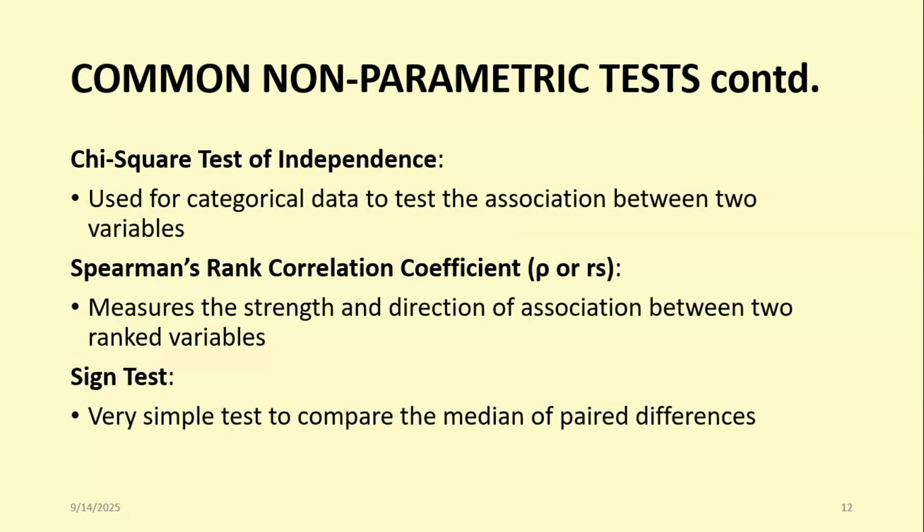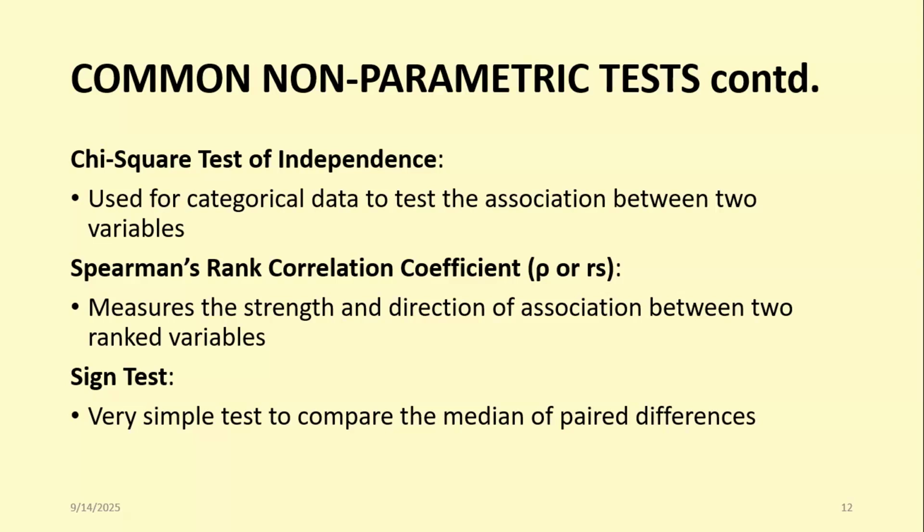Then we have the chi-square test. This chi-square test is used for categorical data to test the association between 2 variables. Whether your data is parametric or non-parametric, provided it is categorical data, you are going to use the chi-square test. Some people categorize it as parametric, while some put it as non-parametric. But whatever, even if you have normally distributed data or not normally distributed data, you are still going to use chi-square for categorical variables.